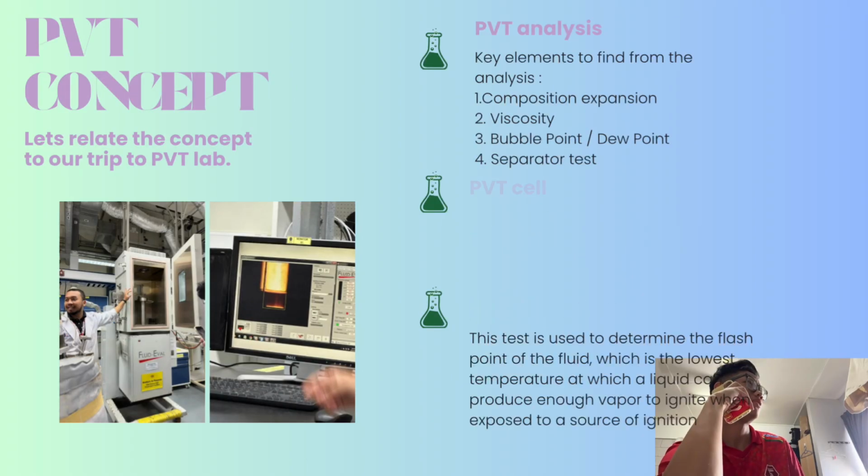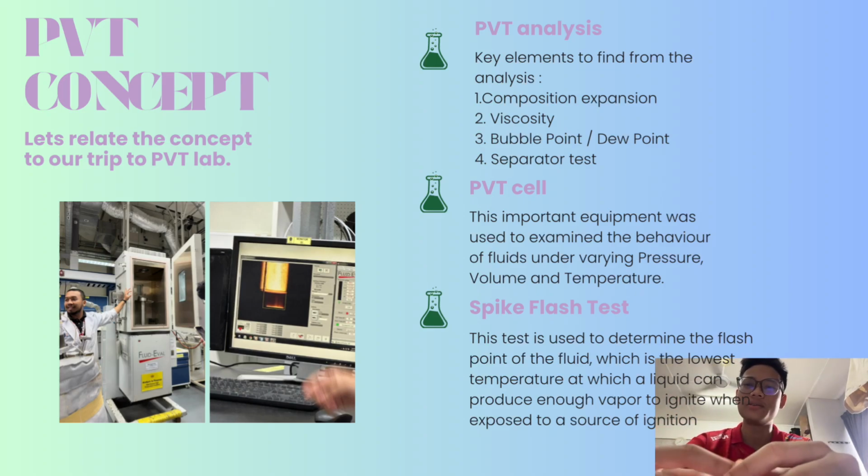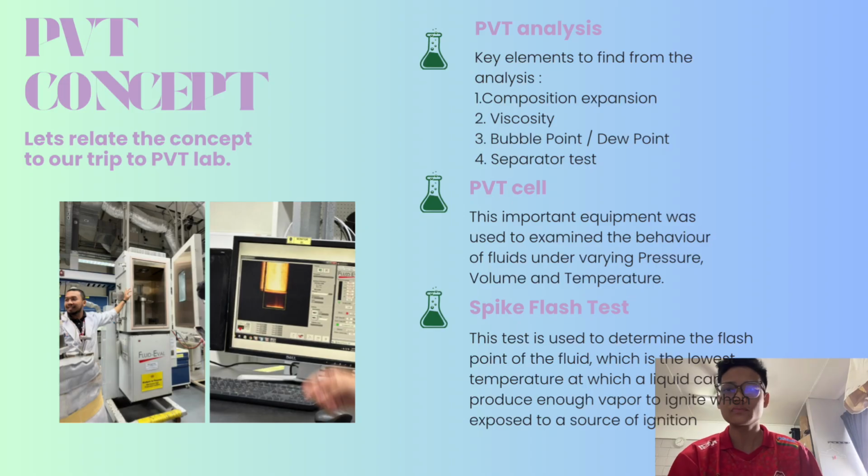What did I learn from our PVT lab trip? Let me explain. During our PVT lab, the lab guy explained the PVT analysis. The key elements to find from the analysis are constant composition expansion, viscosity, bubble point or dew point, and also the separator test.